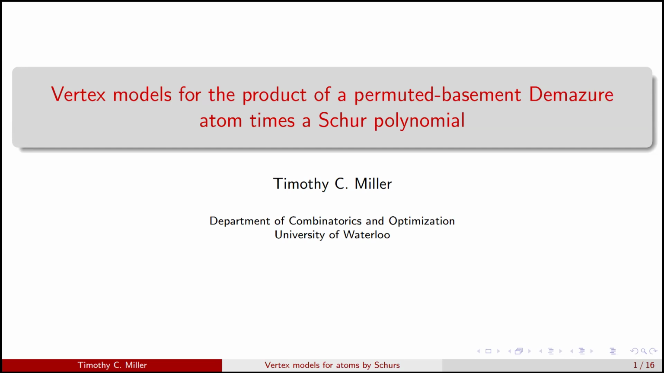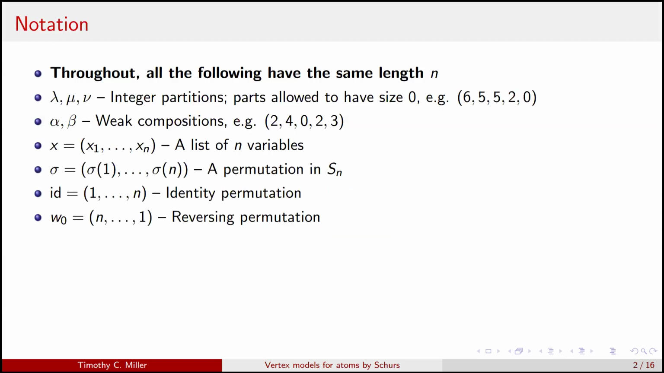I'm going to be talking about all these words that you see in the title. First, I'll just go through some notation. Throughout, every time you see a list, a permutation, a partition, or a set of variables, they all have to have length n for all the statements to be correct. Lambda, mu, nu will always be partitions. The only tricky thing is we might allow them to have size 0. Everything else is pretty standard. ID is the identity permutation. W naught is the permutation that reverses everything.